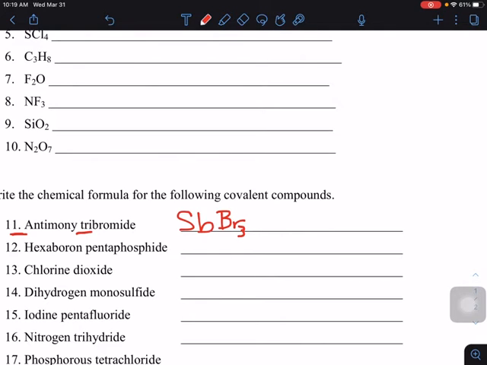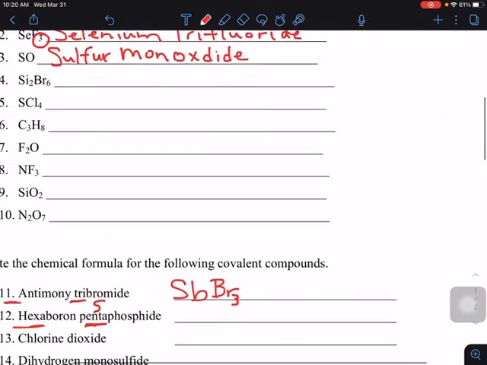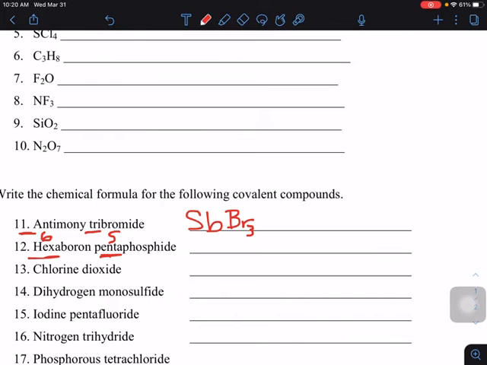Okay, the next one here, we've got hexa as a prefix and penta. And we've already seen that penta is 5. And we can go up here and say, okay, 6 is hexa. So we're going to be using hexa. Boron has a symbol of B, and we have 6 of them, so we use a 6 subscript. And phosphide is phosphorus, so we'll put the P for the phosphorus, and there are 5 of them, so we use a 5 subscript. B6P5.